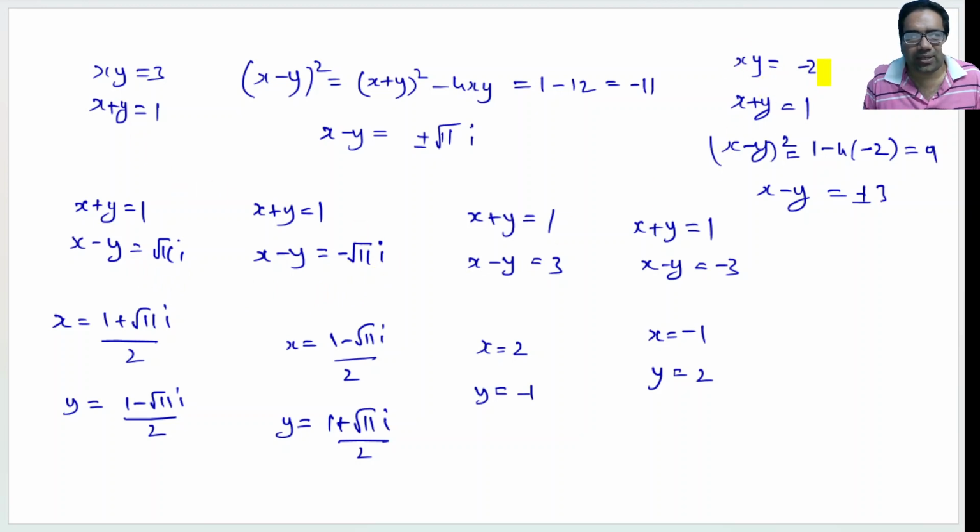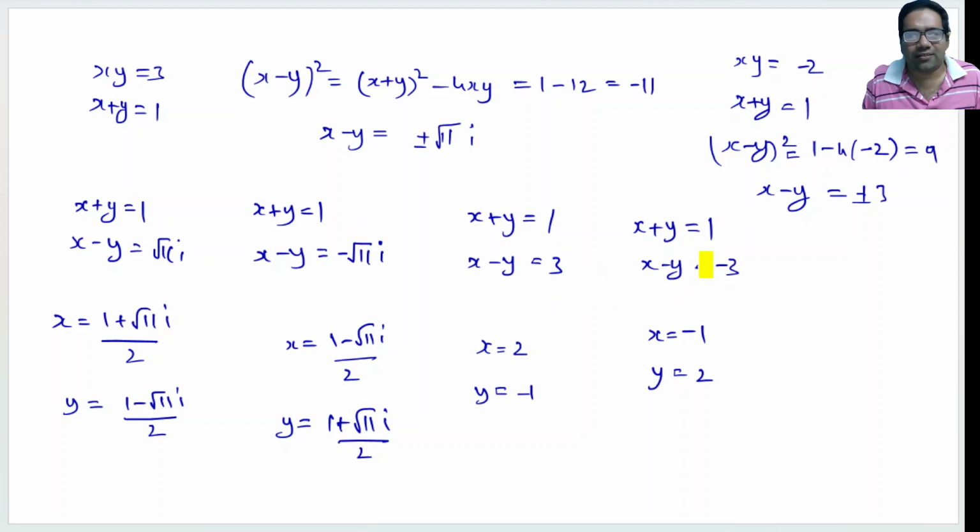Similarly, xy equals minus 2, and then x plus y equals 1. x minus y whole square is x plus y whole square minus 4xy. Minus 4 times xy, which is minus 2, gives 1 plus 8, which is 9. So x minus y is plus or minus 3. So x plus y equals 1 again, and x minus y is either 3 or minus 3.